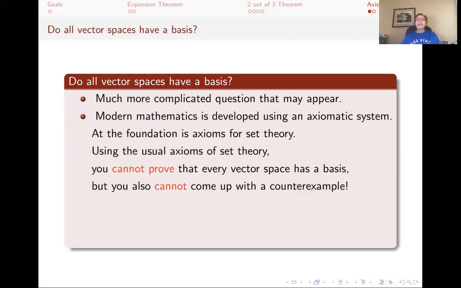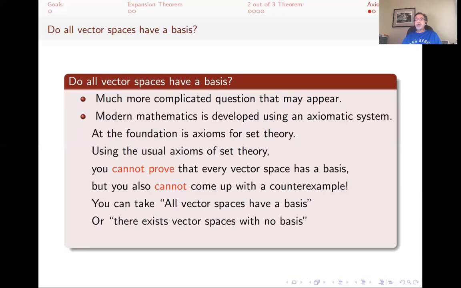You can prove that you cannot prove that every vector space has a basis. You also can prove that no one can come up with a counterexample, meaning come up with a vector space and prove that that vector space does not have a basis. Well, what does that mean? Well, what that means is that you can take the statement, all vector spaces have a basis, as an axiom, if you like. If you don't like that, you can take the opposite: there exist vector spaces with no bases. You can take that as an axiom.